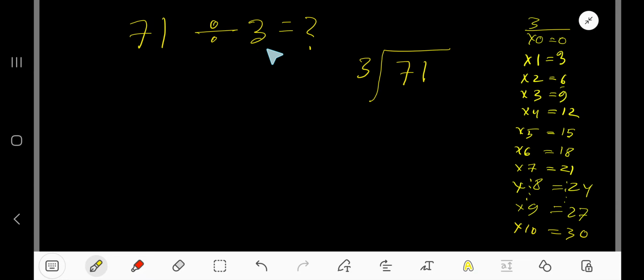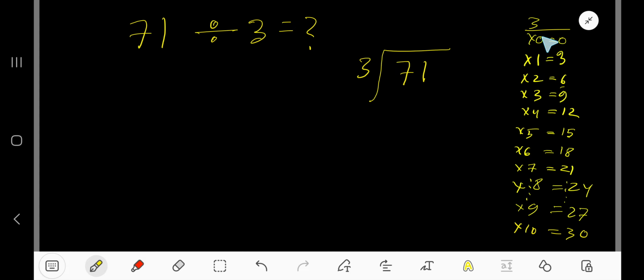71 divided by 3 equal to what? Here 3 is a divisor, so we need the multiplication table of 3. 3 times 0 is 0, 3 times 1 is 3, 3 times 2 is 6, 3 times 3 is 9, 3 times 4 is 12, 3 times 5 is 15, 3 times 6 is 18, 3 times 7 is 21.